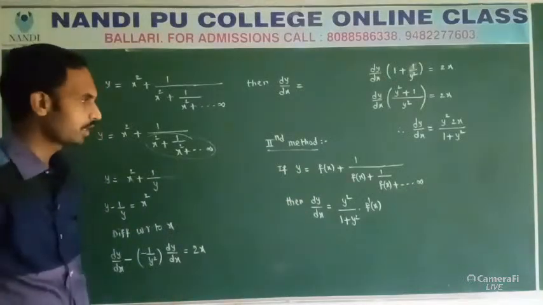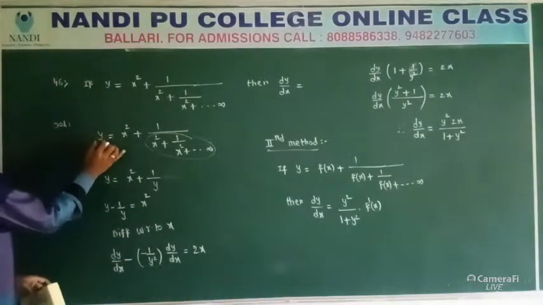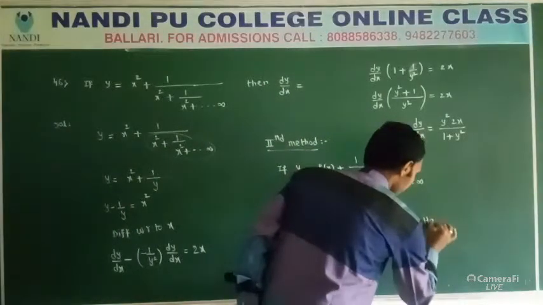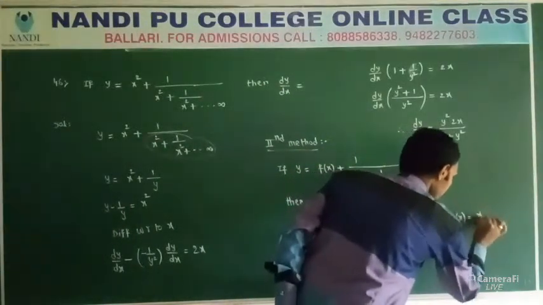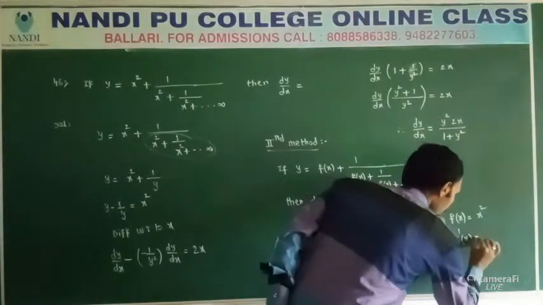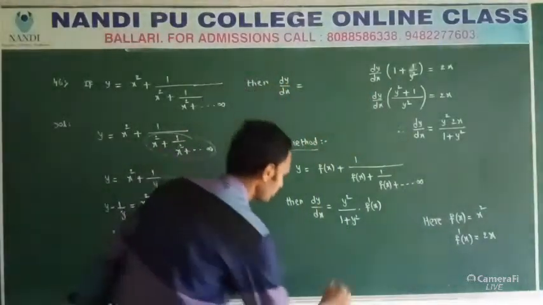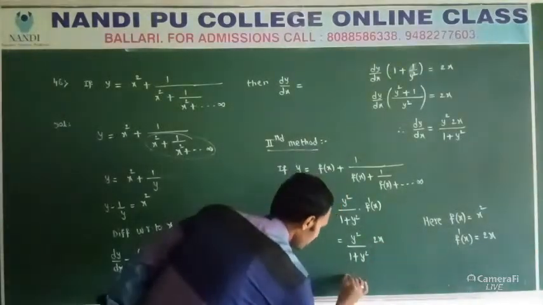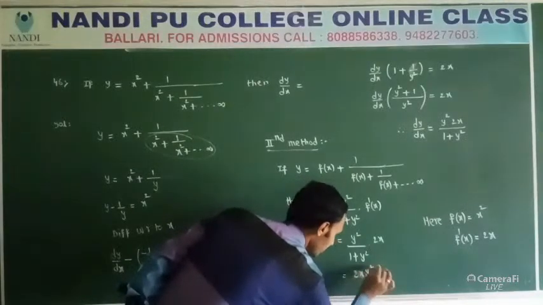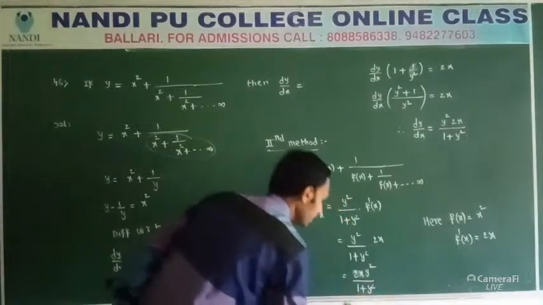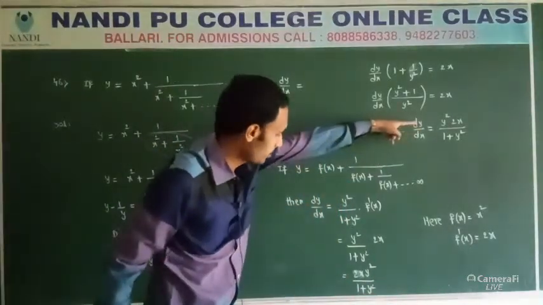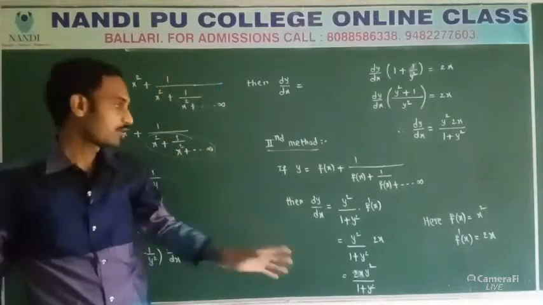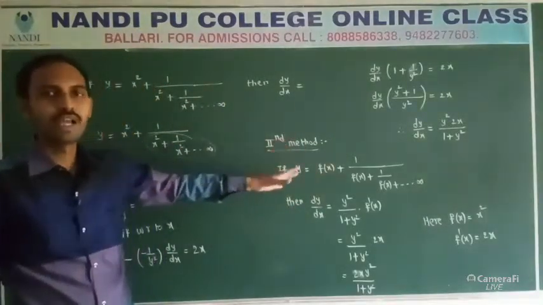If you observe the given function, what is f of x? y is equal to f of x plus 1 by f of x, so f of x is x square. Here f of x is equal to x square, differentiate, f dash x is 2x. Substitute: y square by 1 plus y square into 2x, is equal to 2x y square by 1 plus y square. Okay, that is the answer. See that same answer. Both answers are same. If you have the formula, you can save time as early as possible. So dy by dx is very easy for you if you learn the formula by heart.